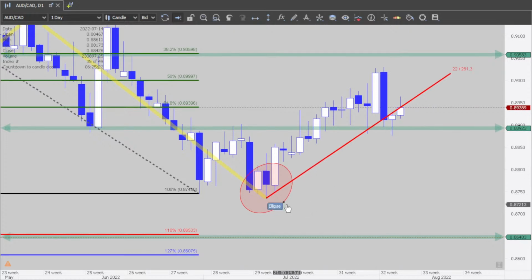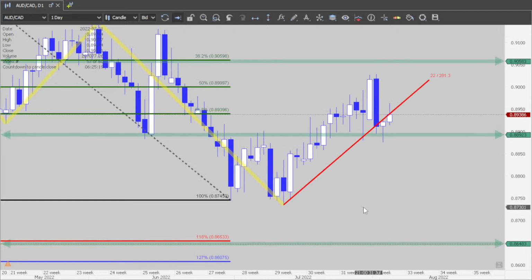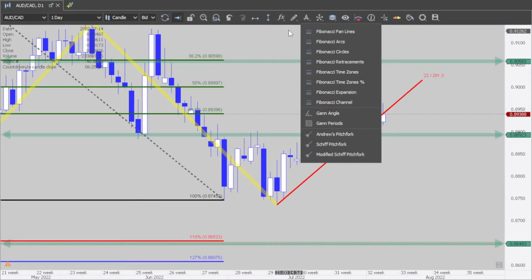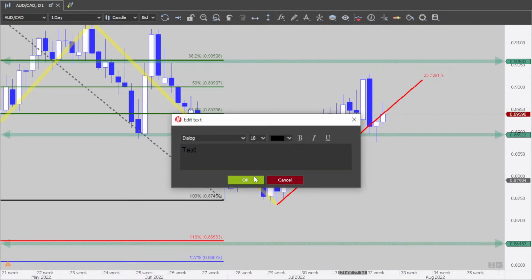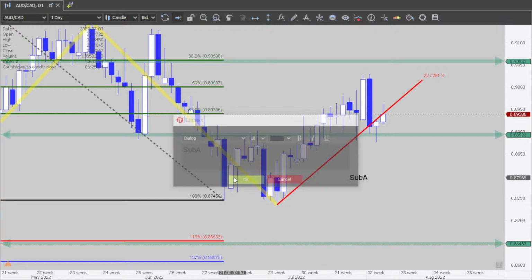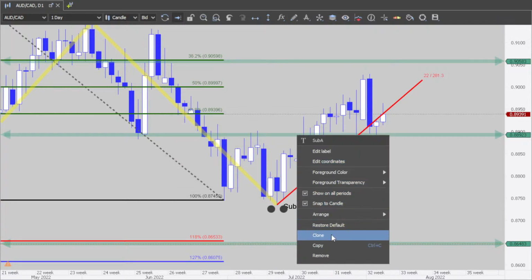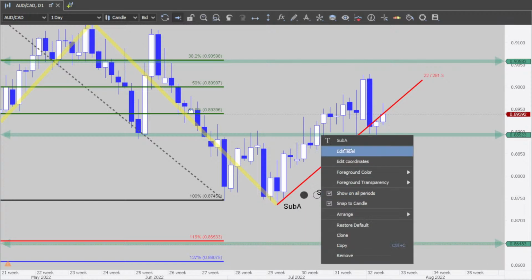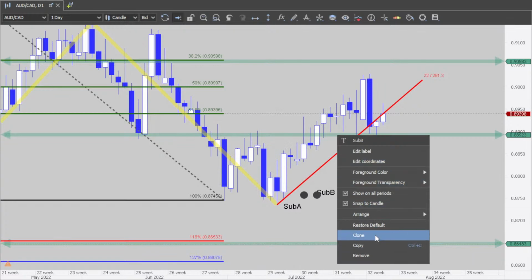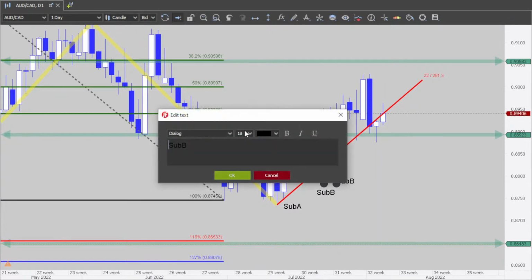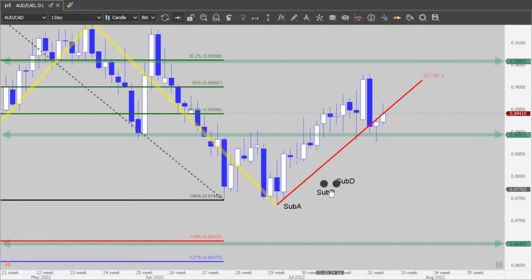So this is the trend line, and Fibonacci retracement. Where is the text? Text one more time. We're going to make it smaller. Sub A, and clone. Sub B, clone. Sub C, and one more time, edit label. Sub D, sub A, sub B.